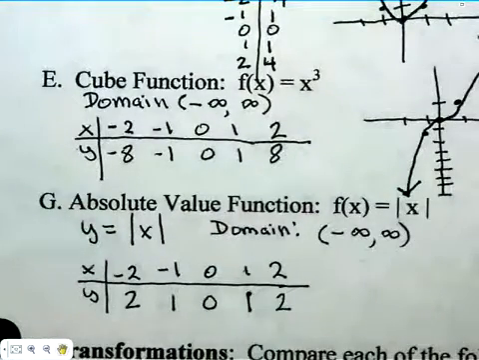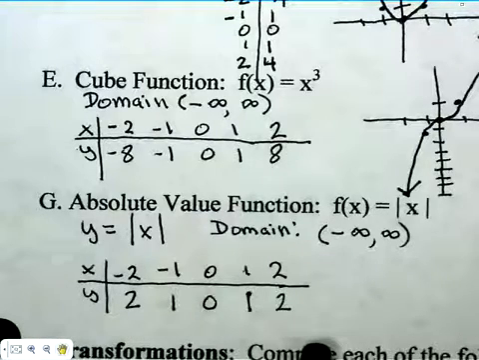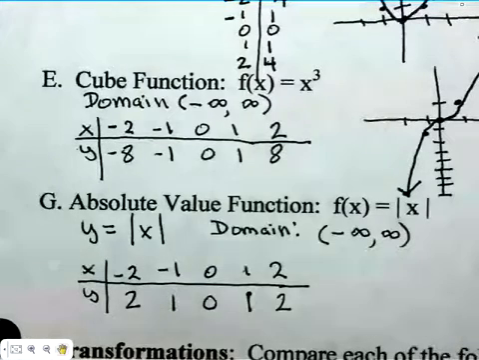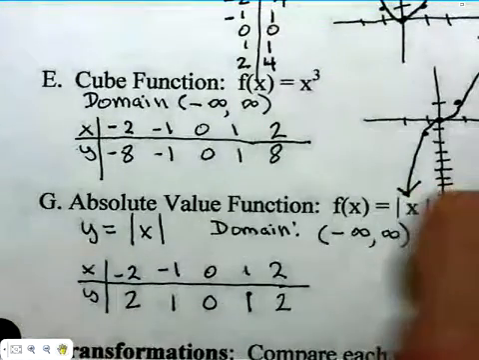Hey, there's 2 different x's that gave me the same y. Is that going to be a function? That's not a problem. Two different x's that give me the same y is not a problem. So let's graph those 5 ordered pairs.